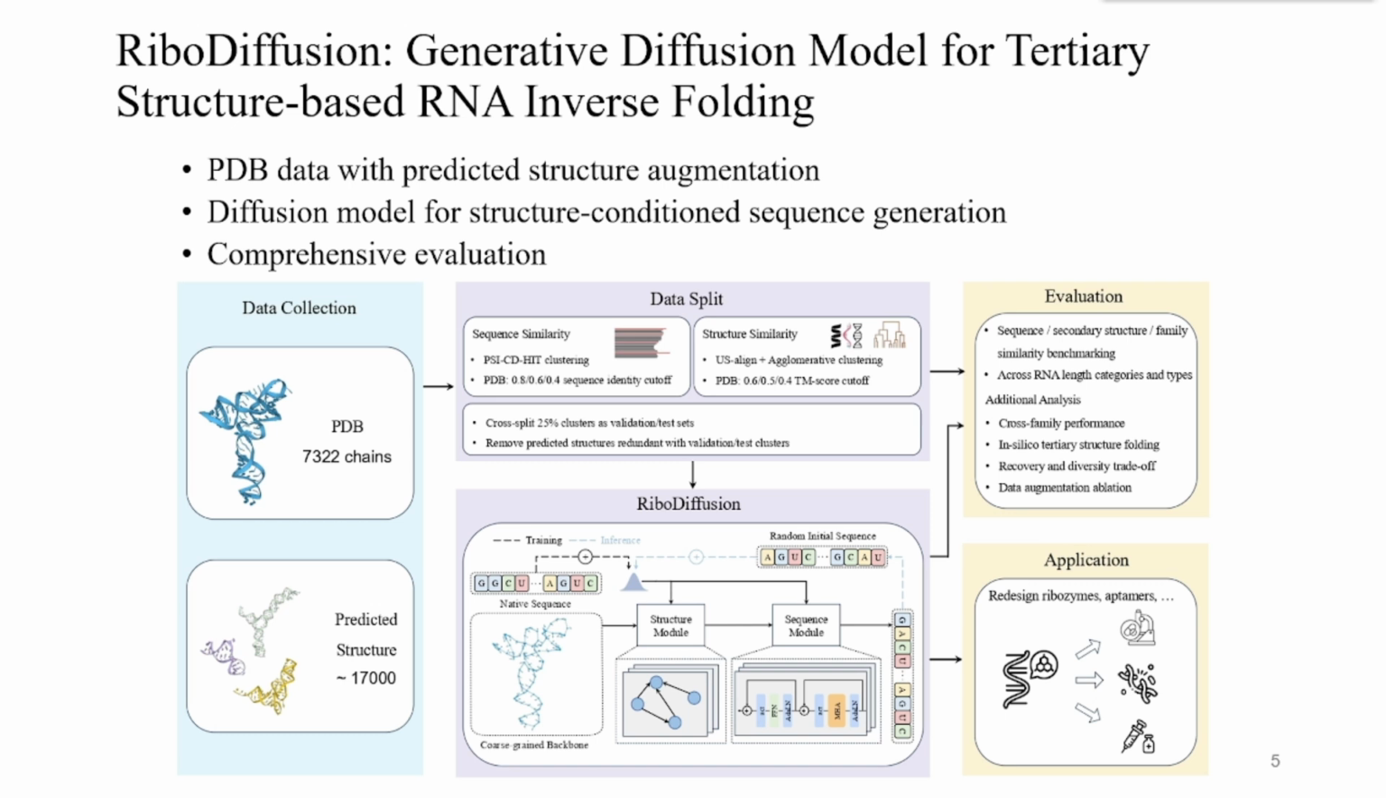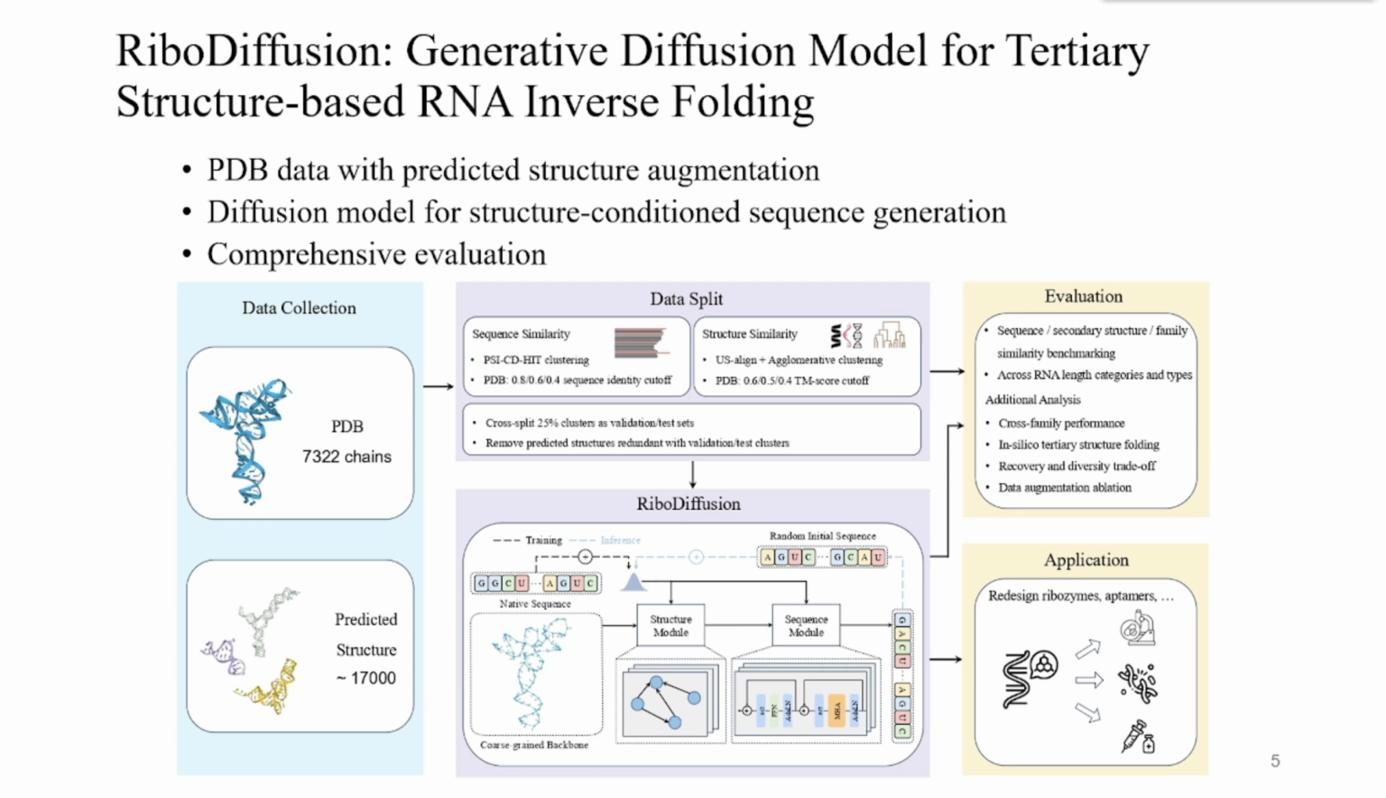First, we use RNA tertiary structures from the PDB database to construct the benchmark dataset and augment it with predicted structures from the RNA structure prediction model. We split test sets based on RNA clustering using different sequence or structure similarity cutoffs. The key idea is that we formulate the RNA inverse folding problem as learning the sequence distribution conditioned on fixed backbone structures using a generative diffusion model.